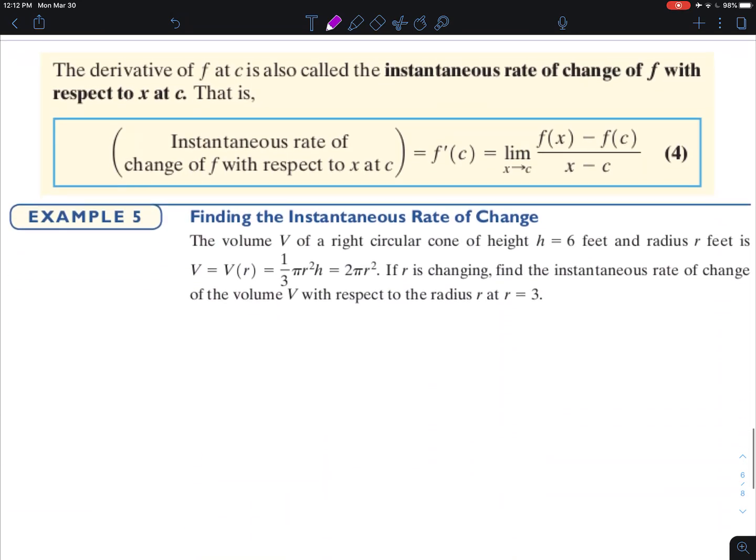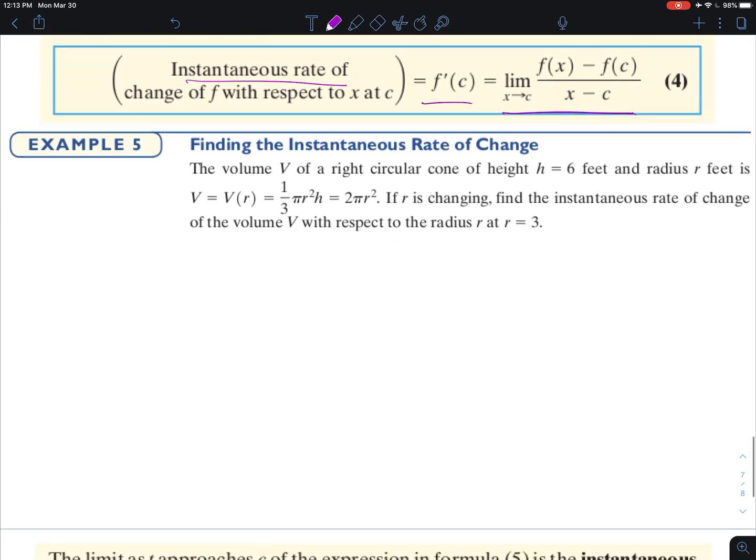Now the last name we really call the derivative or the slope of the tangent line is instantaneous rate of change. Rate of change meaning slope, instantaneous meaning at that same point. So all of these things, instantaneous rate of change, the derivative, and the limit of the secant expression for slope, those are all the same thing. But again, in calculus, instantaneous rate of change problems are pretty popular.